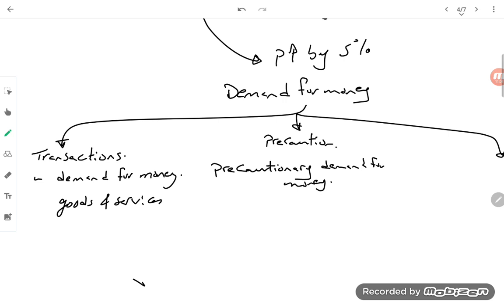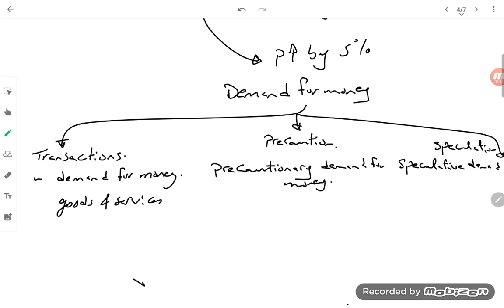And this is to meet unexpected adverse events in the future. And number three, speculation. It's known as speculative demand for money, and this is in order to purchase bonds.